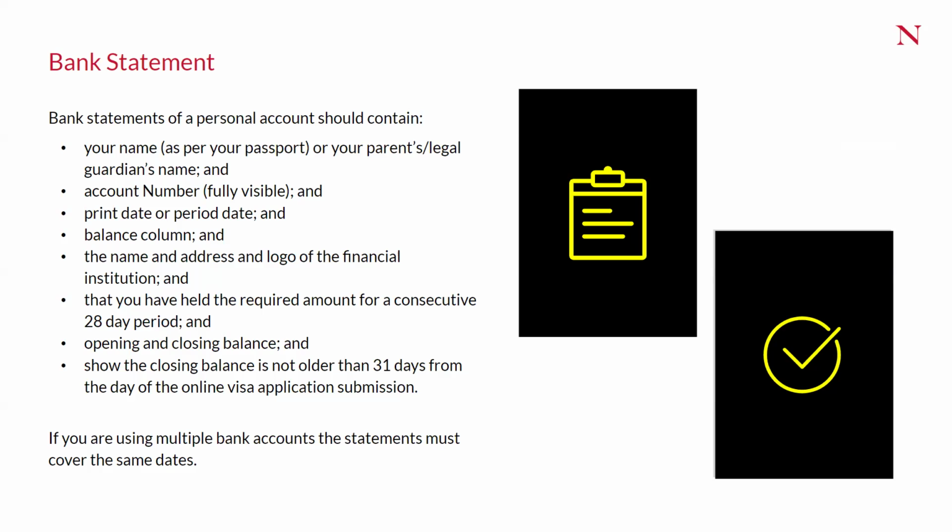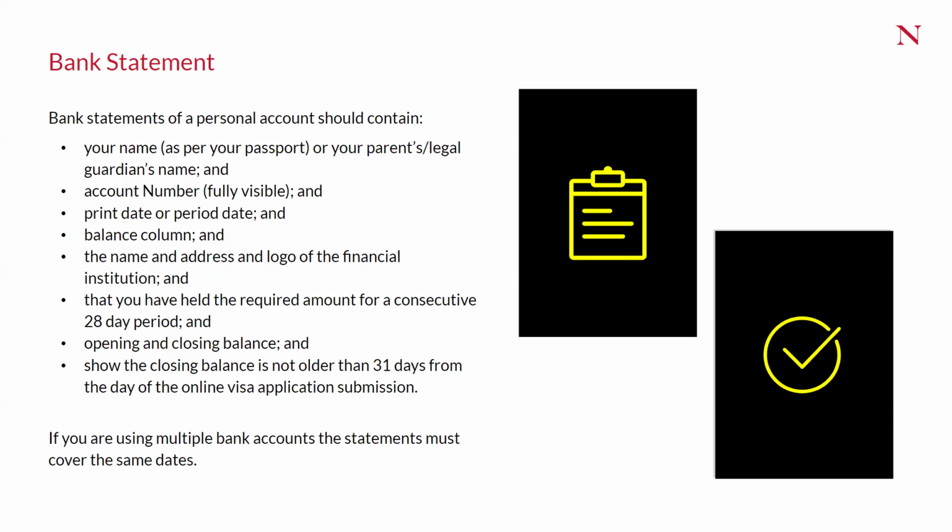Below is a list of the things that must be visible on your bank statement. We must be able to see the name, the account number, and print date or period date. We will also need the balance column, the name, address, and logo of the financial institution, and we must be able to see that you have the required amount for a consecutive 28-day period. We must be able to see the opening and closing balance and see that the closing balance is not older than 31 days from the date you are planning to submit your visa application.